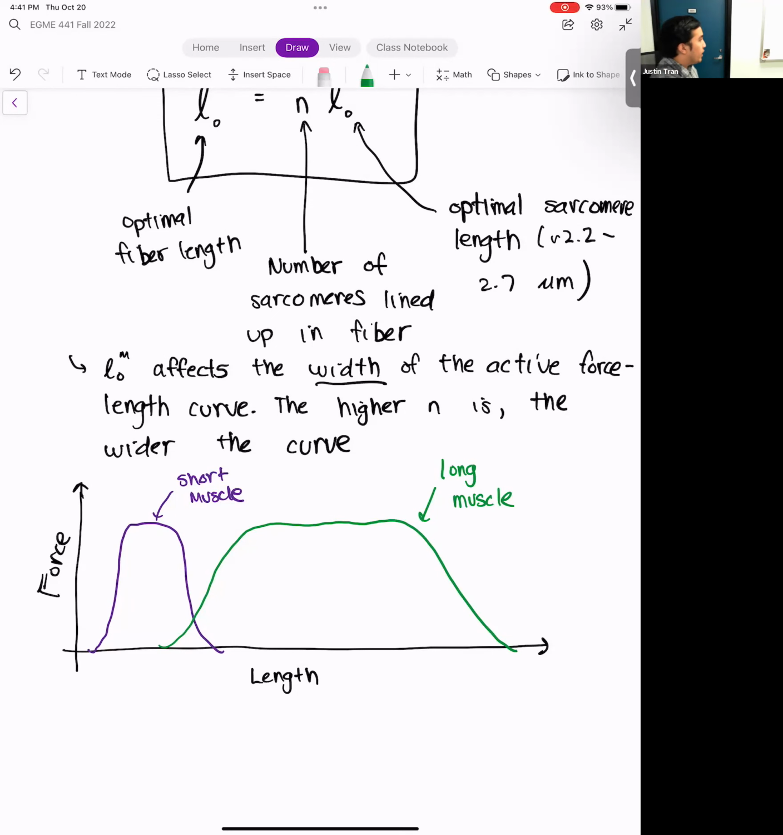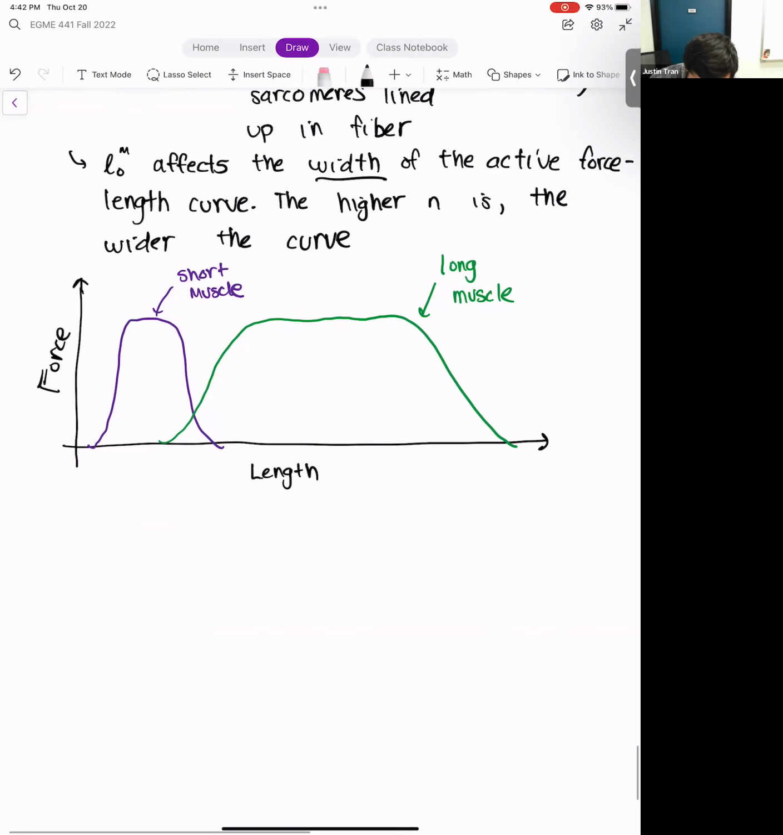Right, and so the higher your LOM is, the further to the right the curve moves, and the wider the curve is going to be as well. Any questions on this? All right, so that's the first parameter.